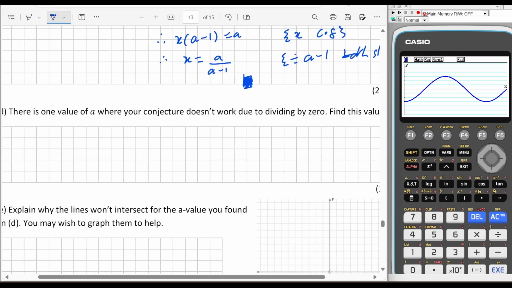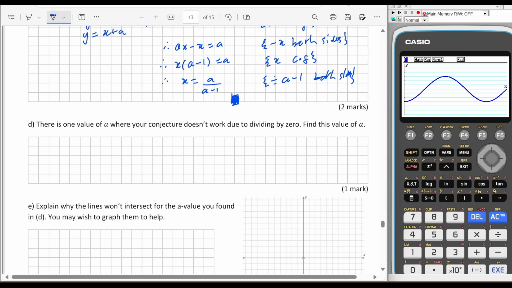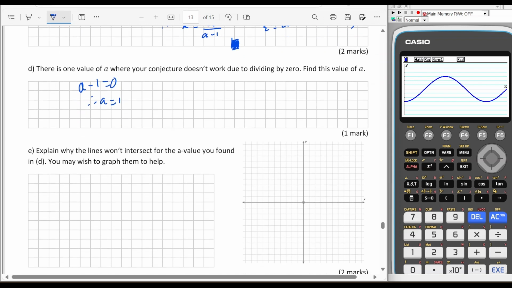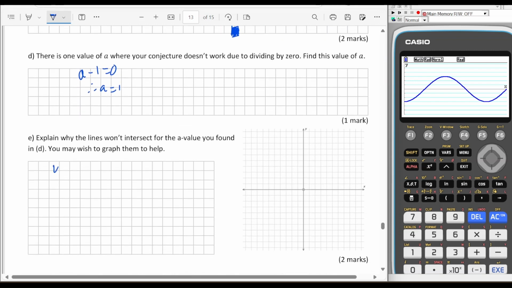Okay, so there is one value of a where our conjecture doesn't work due to dividing by 0. So if a take 1 was 0, a would have to be 1. Find this value of a, there it is. Explain why the lines won't intersect. So the line y equals ax becomes just y equals x if a is 1. And the line y equals x plus a will just become x plus 1.